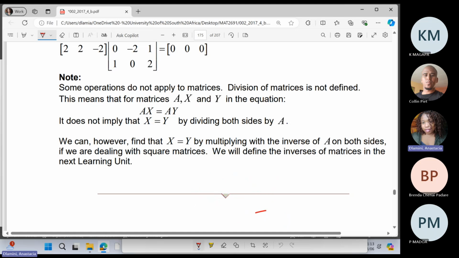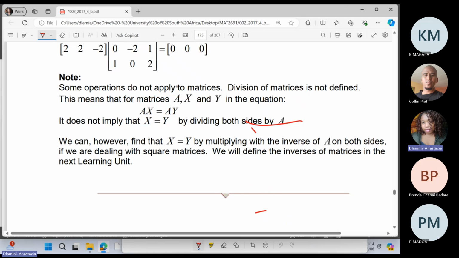Let's look at that. They say some operations do not apply to matrices. Division of matrices is not defined. This means that for all matrices A, X, and Y in the equation AX = AY, this does not imply X equals Y by dividing by A. We can, however, find that X equals Y by multiplying with the inverse of A on both sides, if we are dealing with square matrices. So we will define the inverse of a matrix in the next learning unit.